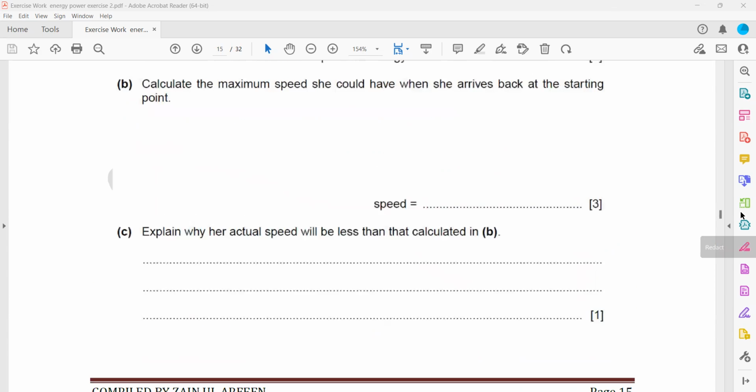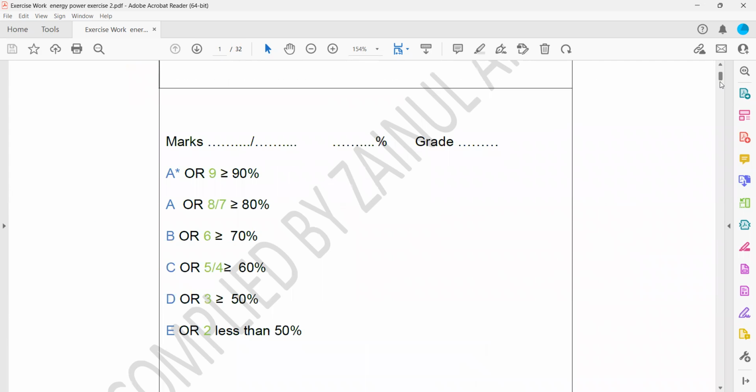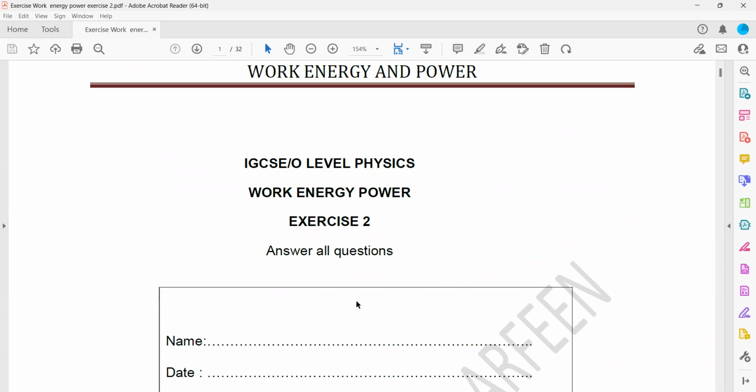So this was question 14 from exercise 2, work, energy and power. Next session, we will do the topic pressure. That is the last topic of block 1.